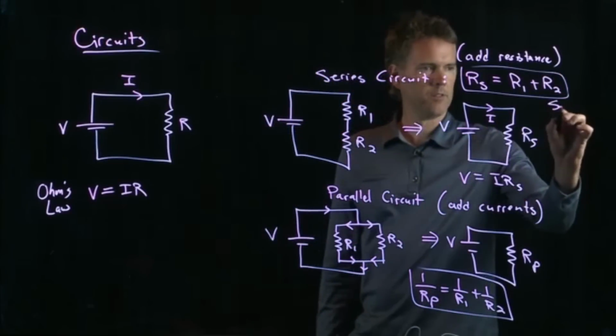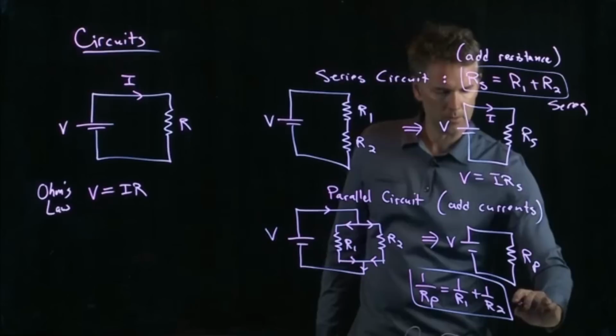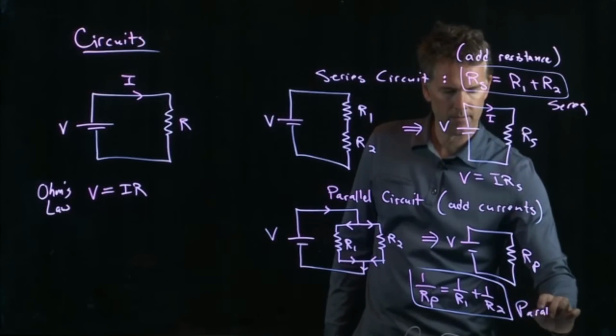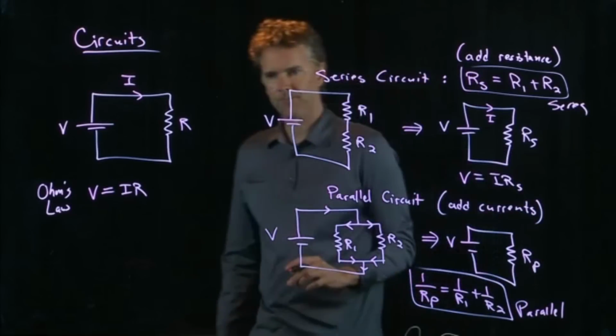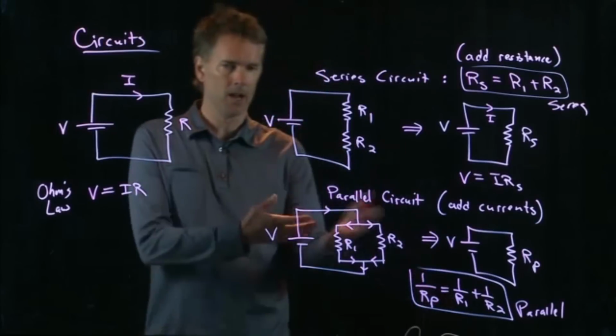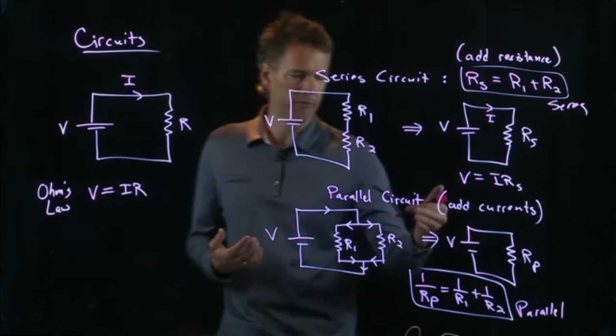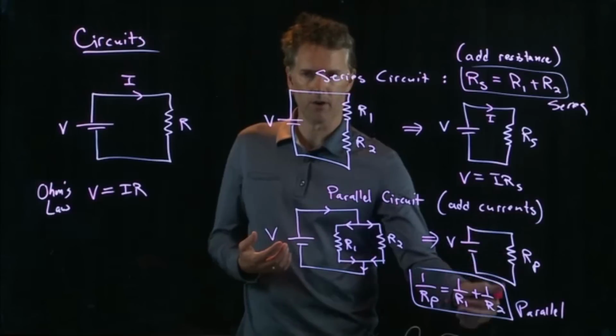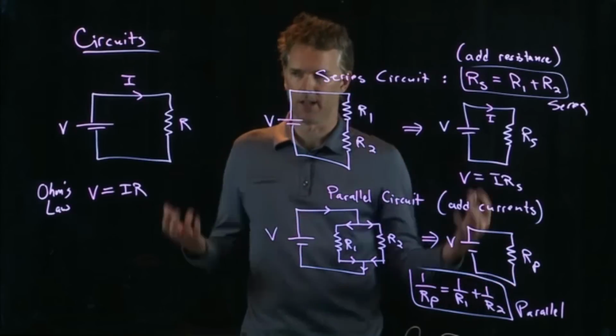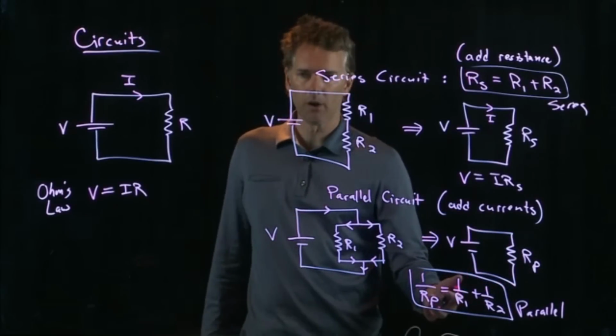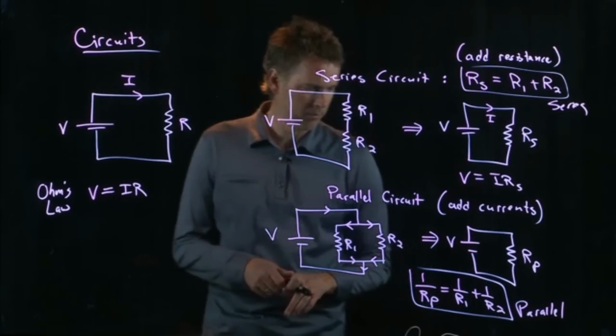This one is series. This one is parallel. The way you get to this is you add up the currents. We would have V over R equals V over R1 plus V over R2. Cancel out all the V's, and you get 1 over Rp equals 1 over R1 plus 1 over R2.